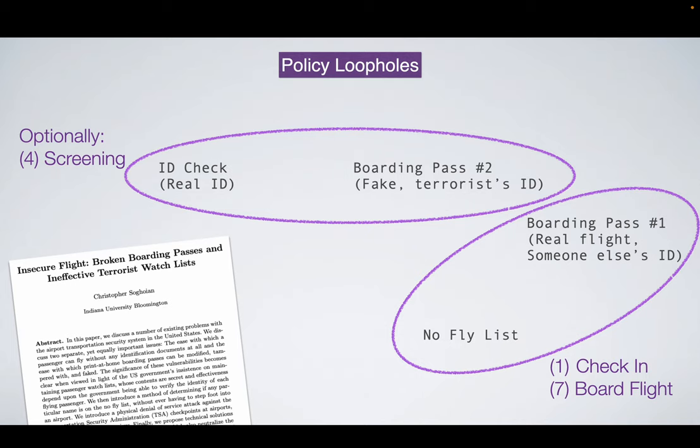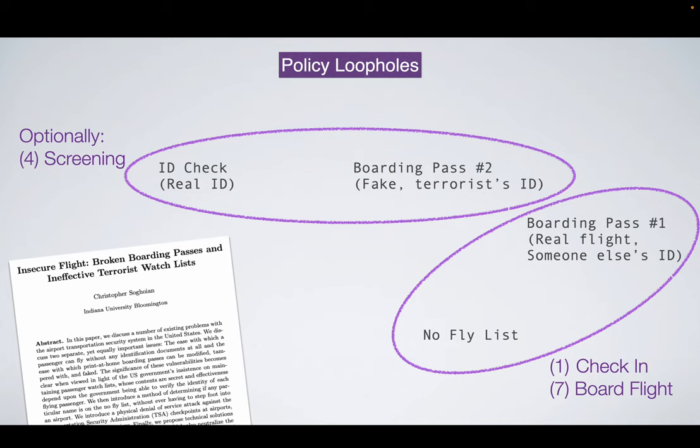Okay, you're the terrorist, okay? And so you have a fake boarding pass that matches your actual ID. And then you have a boarding pass that you actually booked using someone else's ID who's not on the no-fly list, okay? So when you go to the airline, you show them boarding pass one, and they say, is this person on the no-fly list or not? And the answer is no, they're not.